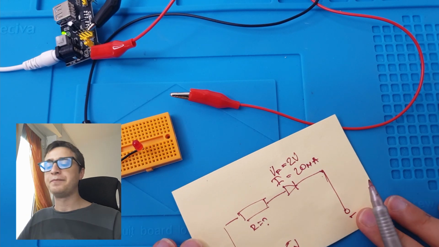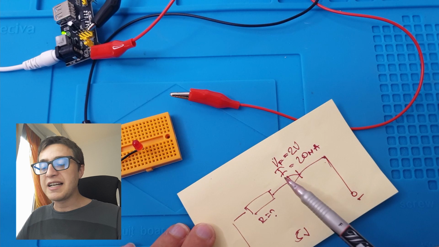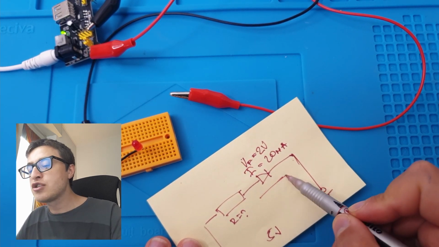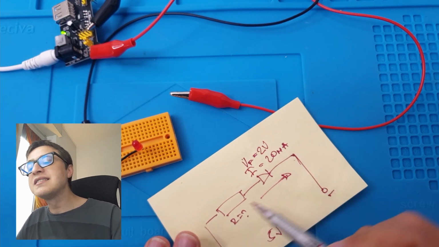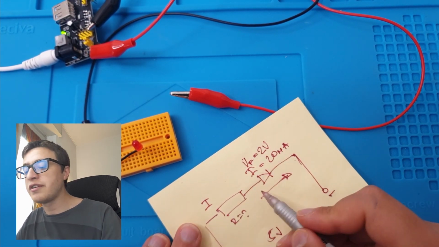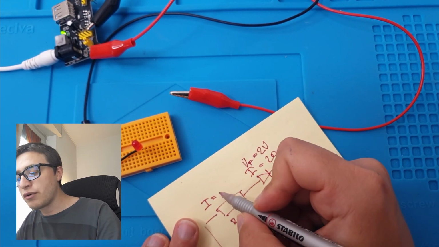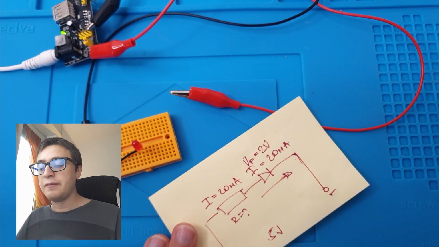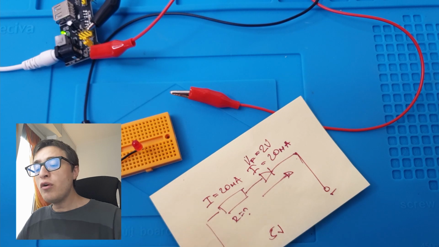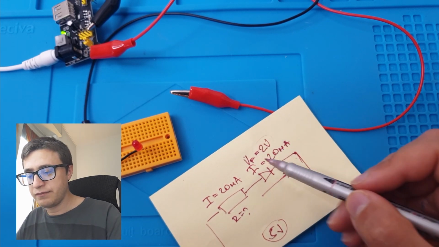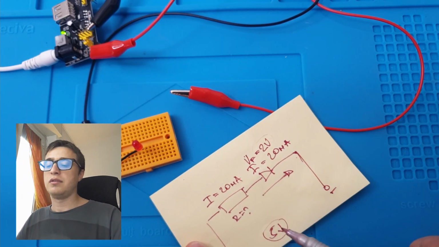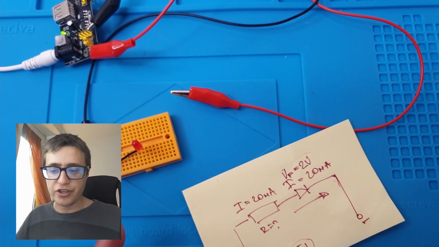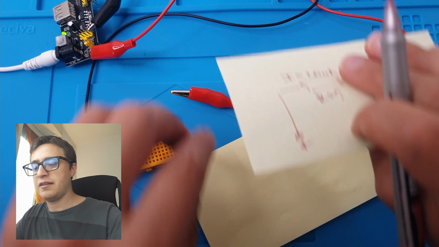the manufacturer. Because we know that the current that needs to flow here is 20 milliamps, it's the same current that will flow through the resistor. So we know that the resistor will also have 20 milliamps of current. We know the voltage of the whole system. So from here we can start the calculation.